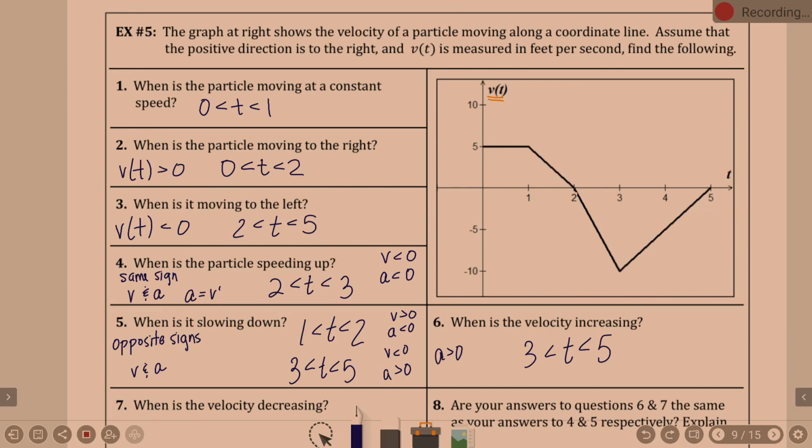Now, this is where I'm going to have to go back and forth. I made my boxes bigger so I can write in them, but I only have one graph. So we're going to be kind of going back and forth. You can see question 7. When is the velocity decreasing? So what sections am I looking for? Negative slope, because I'm looking for when acceleration is less than 0. And so when is my negative slope? 1 to 3. 1 to 3.